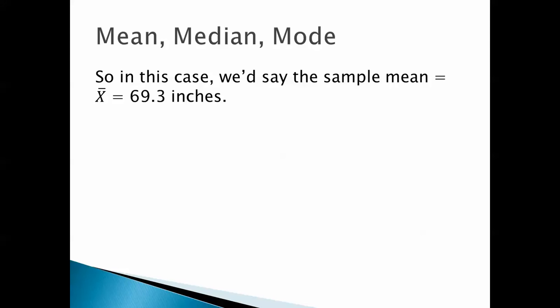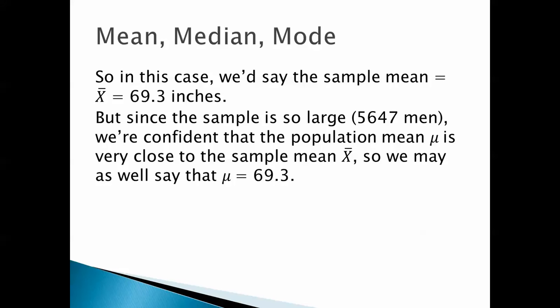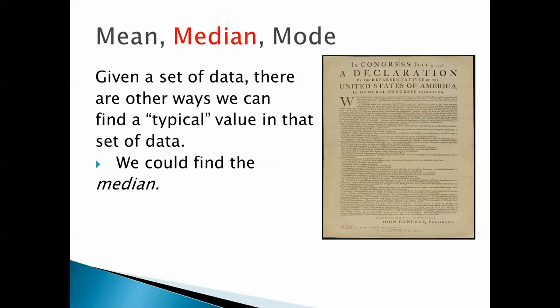x bar is the sample mean. Mu is the population mean. But since the sample is so large, we're confident that the population mean mu is very close to the sample mean x bar. So we may as well say that mu is about 69.3.